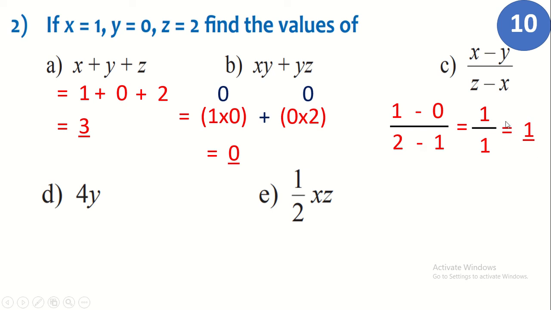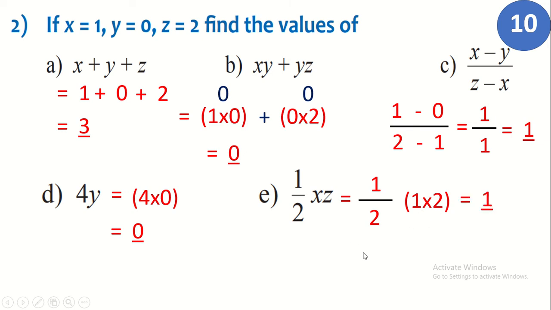For letter C, the answer is 1. And then the next is letter D, 4 times 0. Y is 0. The answer is 0. And letter E, 1/2 of X times Z, you have 1/2 times 1 times 2. And then the answer is 1. Correct, students? You check your answer for number 2, A, B, C, D, E.